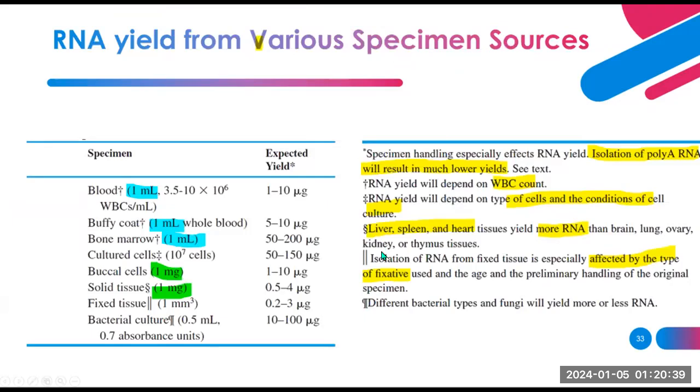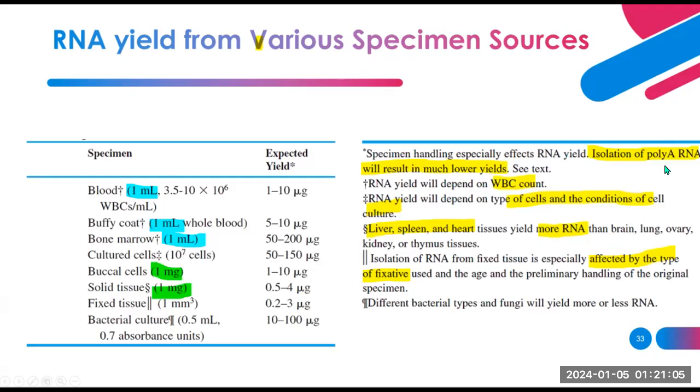So here is the RNA yield from various sources. Since our RNA yield isn't that much, it is better that we are vigilant in handling the specimen properly, because 1 ml of blood will only give us 1 to 10 micrograms of RNA. And remember that specimen handling especially affects RNA yield.